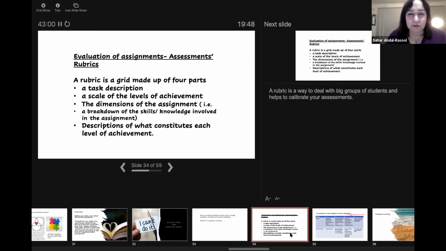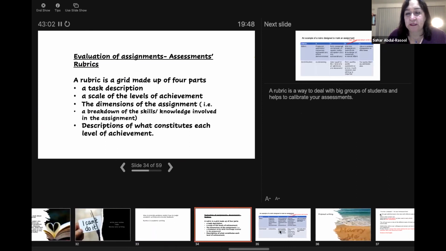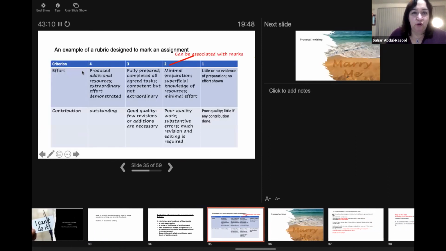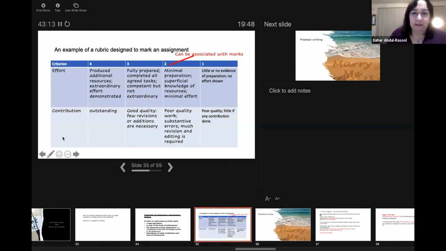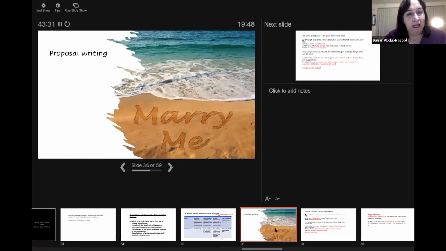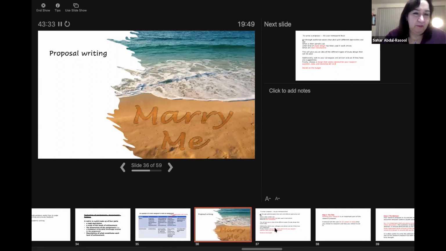We can use rubrics to guide people on how to write a paper. A rubric is a grid that is made of two parts, a vertical and a horizontal part. In the horizontal part, you write your anticipation of what is the best achievement and what is the least achievement. And in the vertical part, you can give grades for that. I won't have time to talk about these. I will move on to talk about proposal writing, which is important to you.